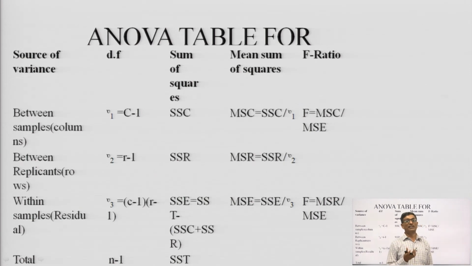The source of variation within the samples is called residual or error, and the degrees of freedom for this is C minus 1 and R minus 1. For the sum of squares, from the total sum of squares we subtract the sum of squares between columns and the sum of squares between rows. Then we find the mean sum of squares for the residual, which will be equal to the sum of squares within sample or residual divided by the degrees of freedom V3, and we apply the F test.